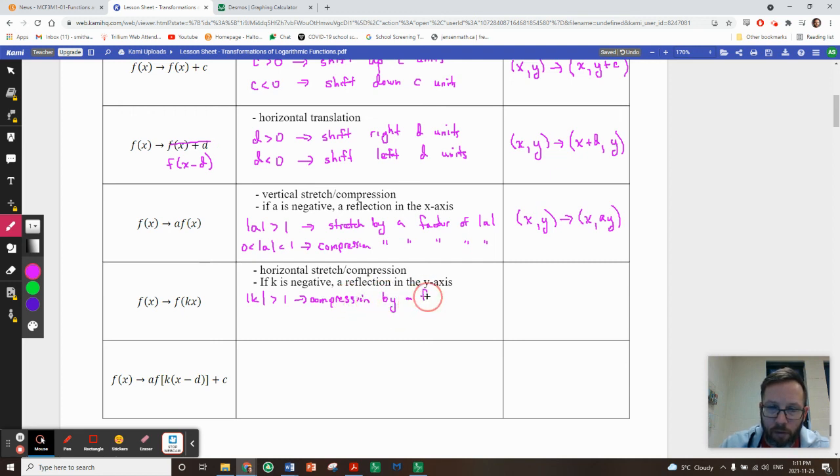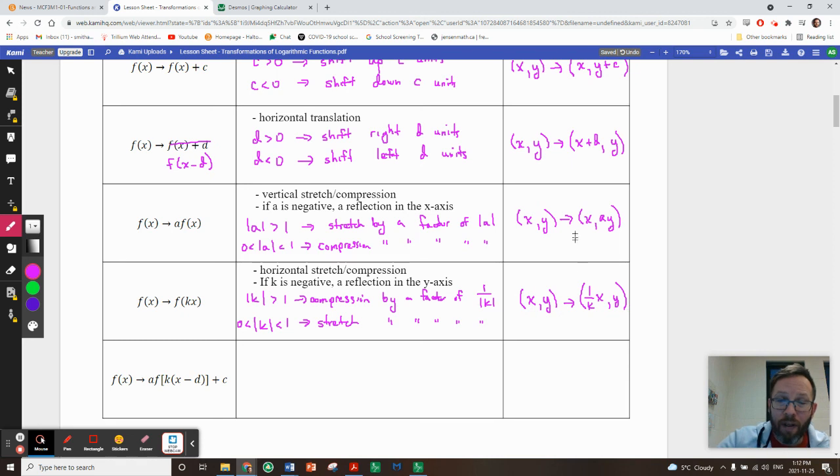By, you're going to squeeze this in, a factor of 1 over the absolute value of k. And if k is between 0 and 1, the absolute value of k, then we get a horizontal stretch by a factor of 1 over the absolute value of k. What this does is it transforms the points (x, y). It doesn't affect the y value, it does affect the x value. You multiply the x value by 1 over k, and keep the y value the same.